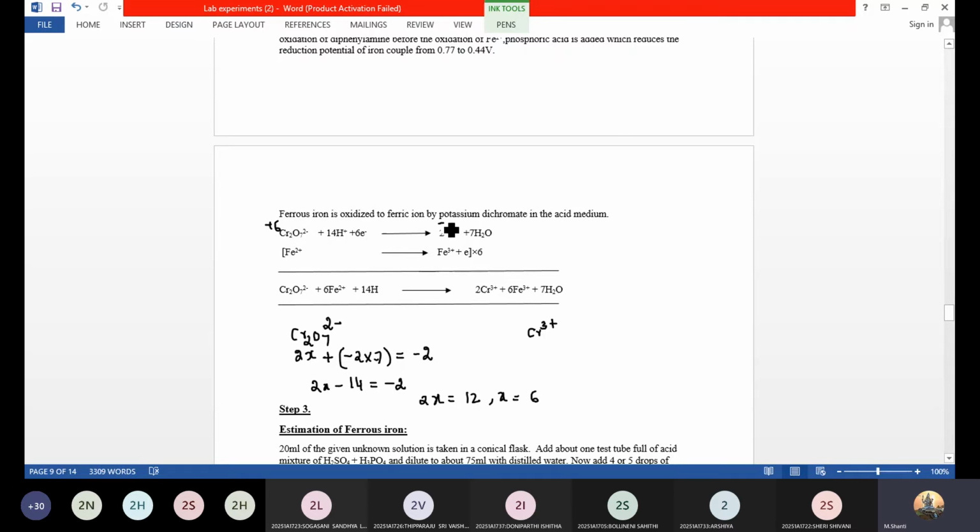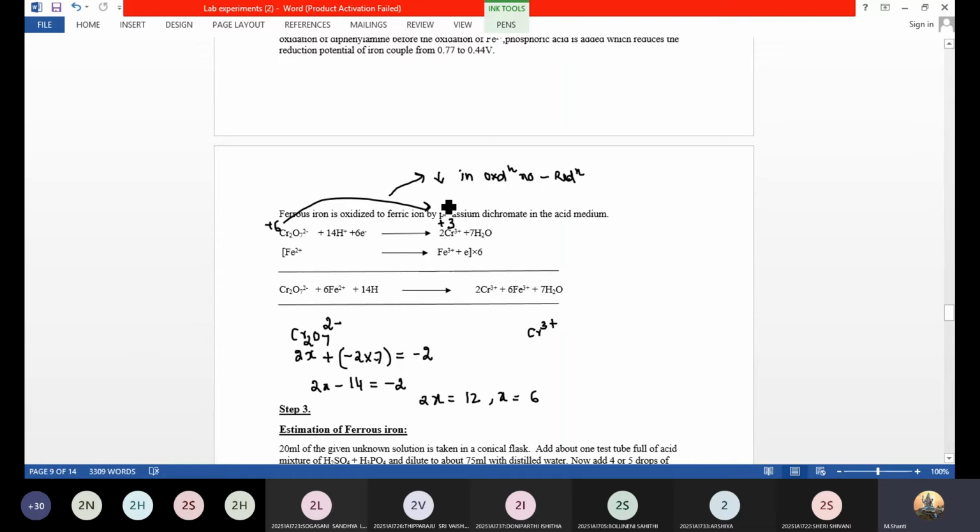From +6 it is getting converted to +3. Is there an increase or decrease in the oxidation number, going from +6 to +3? Decrease. So is it getting oxidized or reduced? A decrease in oxidation number means reduction. So chromium is getting reduced, and which is getting oxidized?